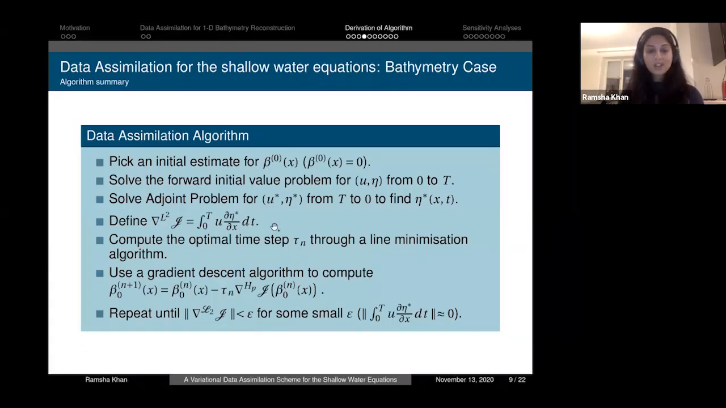And then with this expression for our gradient, we can use a gradient descent algorithm to iterate through guesses for the bathymetry beta until we reach some suitable tolerance where the gradient has been effectively reduced to 0. And the bathymetry that gives us this 0 gradient is our optimal control, which minimizes our cost function and hence gives us the minimum error between our measurements and the forecast state of the sea surface.